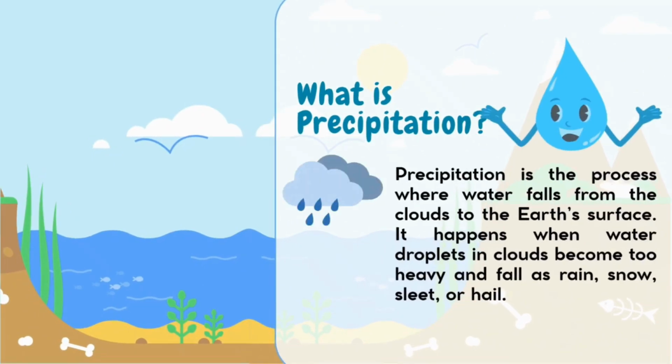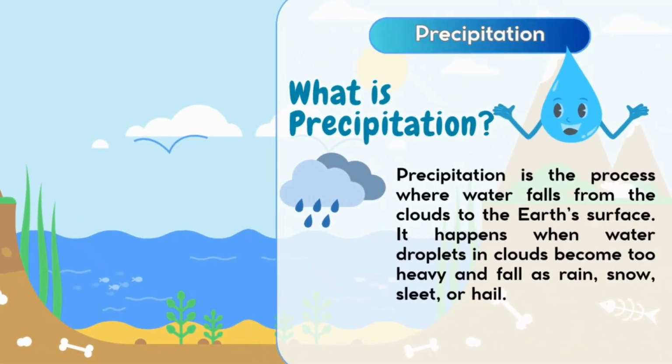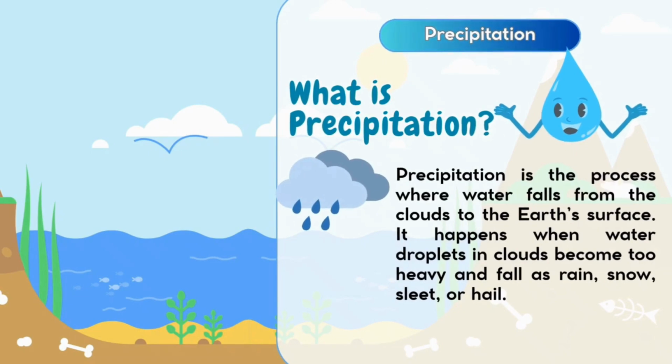What is precipitation? Precipitation is the process where water falls from the clouds to the earth's surface. It happens when water drops in clouds become too heavy and fall as rain, snow, sleet, or hail.